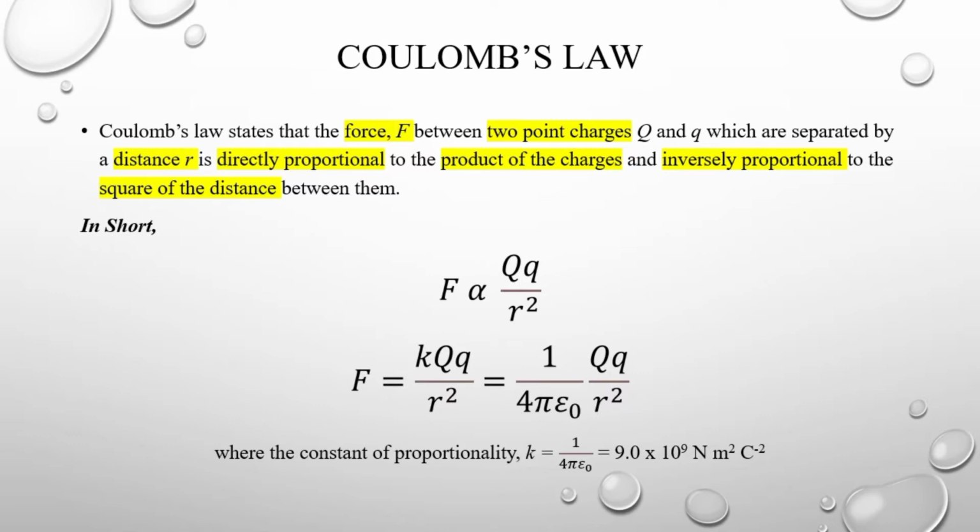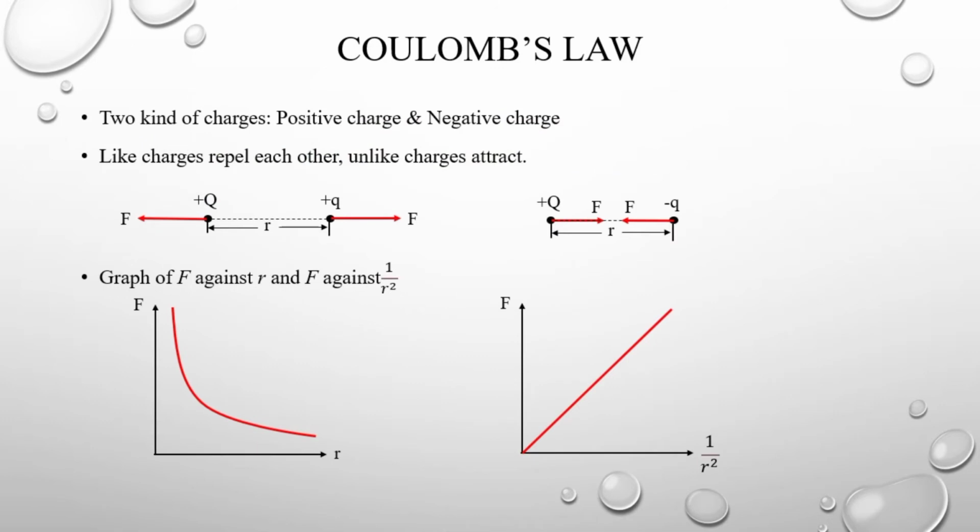So in short, the formula is force is equal to k q1 q2 over r squared, where k can be written as 1 over 4 pi epsilon naught. The constant of proportionality k is equal to 9 times 10 to the power of 9 newton meter squared per coulomb squared. There are two kinds of charges, positive charge and negative charge.